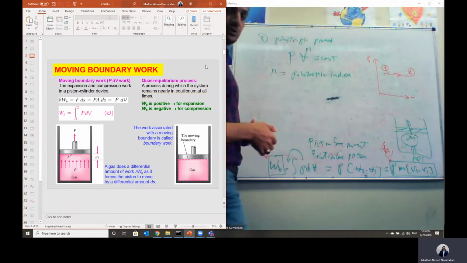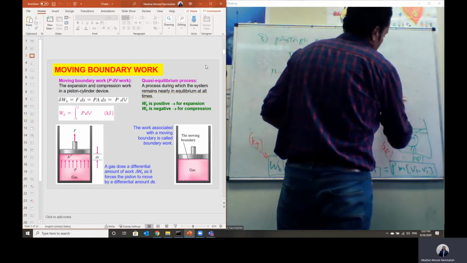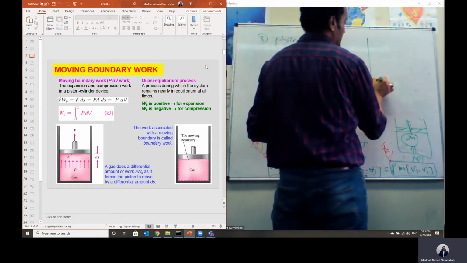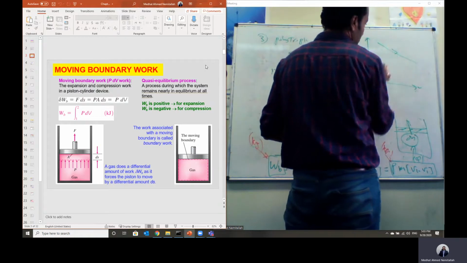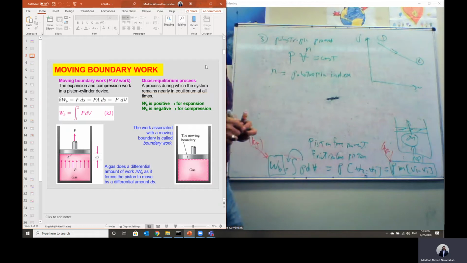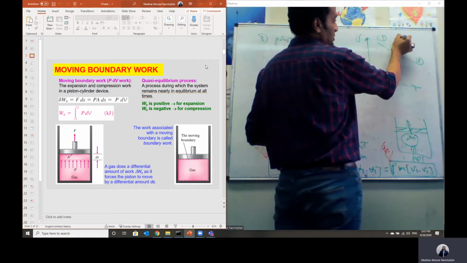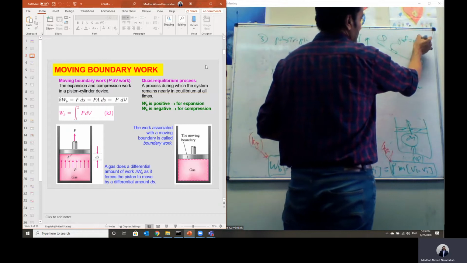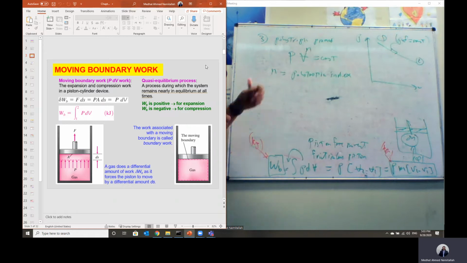We can also represent this process in the PV diagram. It can be represented by this curve. Either this process is an expansion process from state 1 to state 2, or it could be a compression process from state 2 to state 1. And the relation between pressure and volume in this case is PV to the power n is constant, where n is an index.